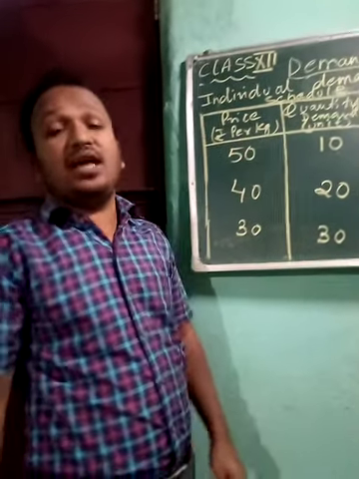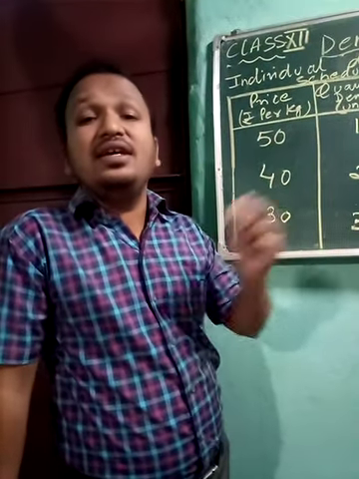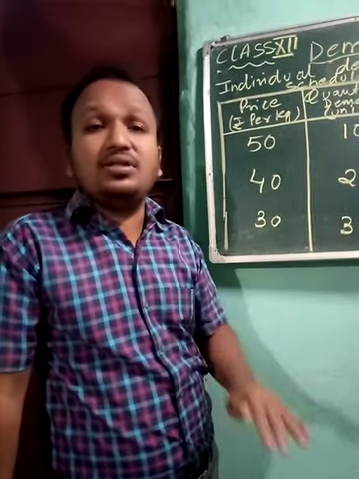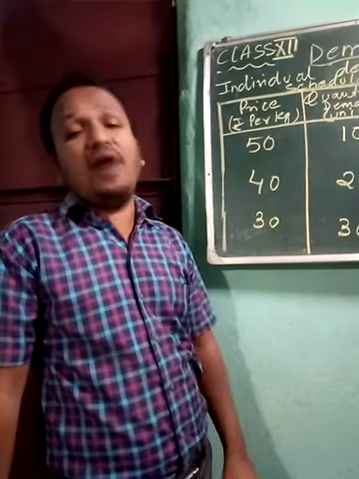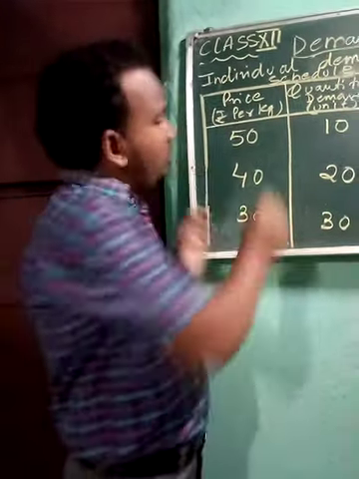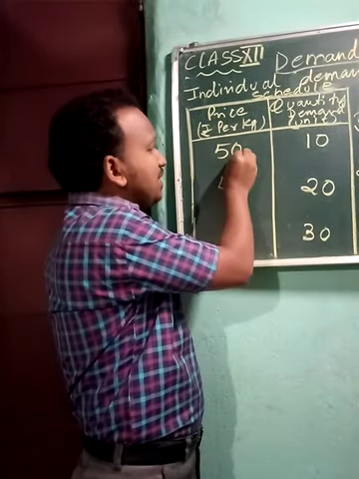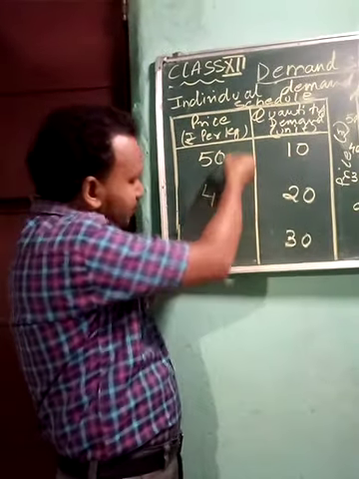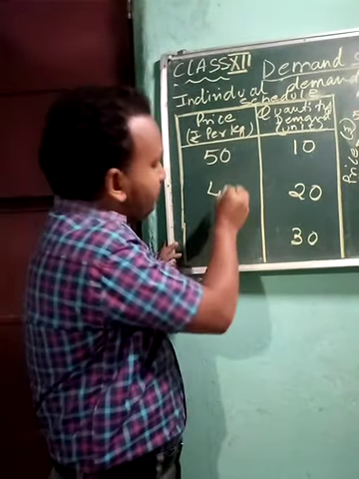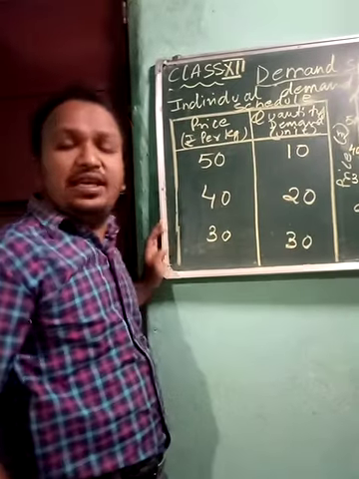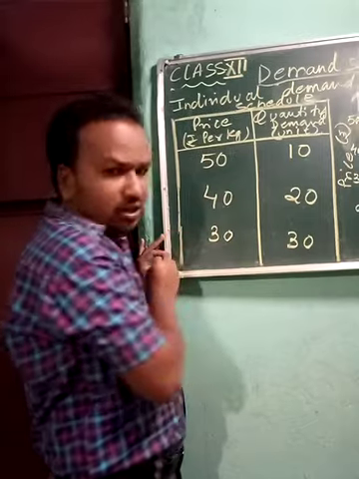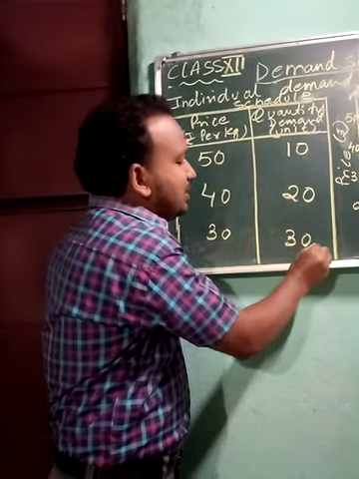The law of demand states that when the price of the commodity increases, its demand decreases. When the price of the commodity falls, the demand increases, other factors remaining constant. So we just have to follow the law of demand while preparing the schedule. When the price is high, demand is low. As the price decreases from 50 to 40, the quantity demanded has increased to 20. Further, when the price has decreased to 30, the quantity demanded has increased to 30.